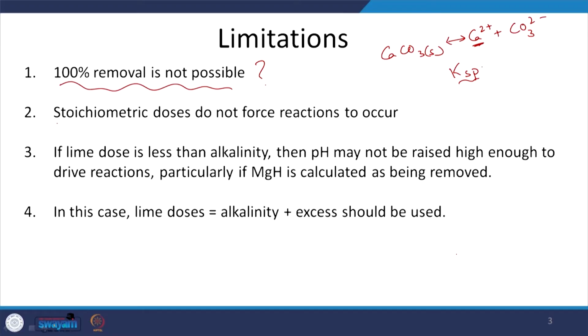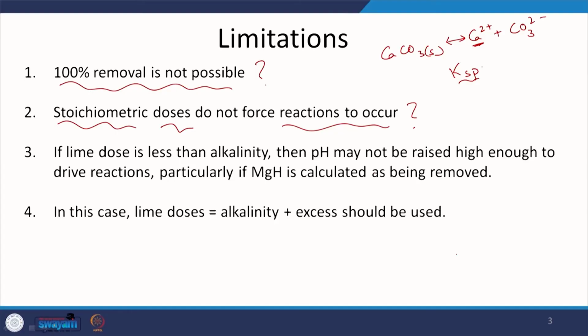So the next aspect is stoichiometric doses themselves do not force reactions to occur. Why is this? In general, you have different steps in precipitation, right? First step is nucleation, which is pretty slow, and for that to occur, you need remarkably high concentrations of the relevant dissolved compounds, or a supersaturated solution is required, let's say. You can look at the relevant info there, right?